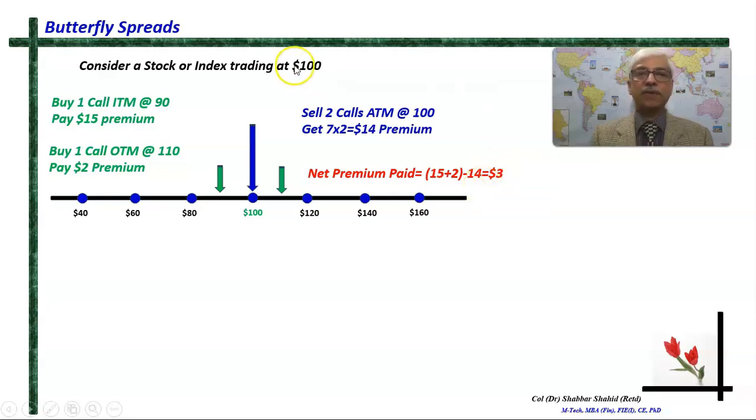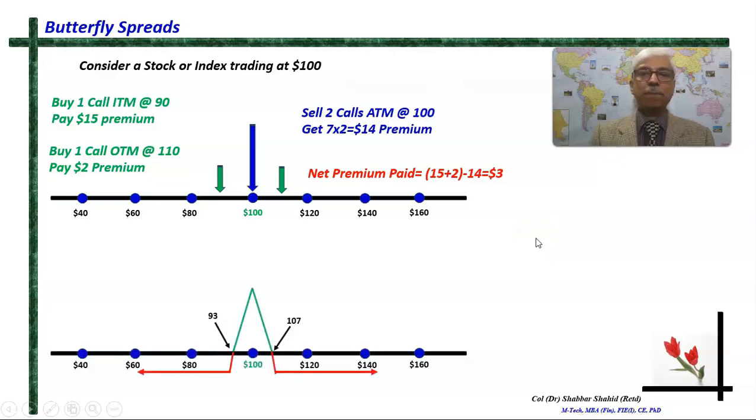Don't worry about these figures, they are only for the purpose of explanation. The real figures will depend upon the asset that you are trading and the time of expiry cycle, whether at the beginning of the trading cycle or in the middle or towards the end where you are trading, the price will depend upon that. All right.